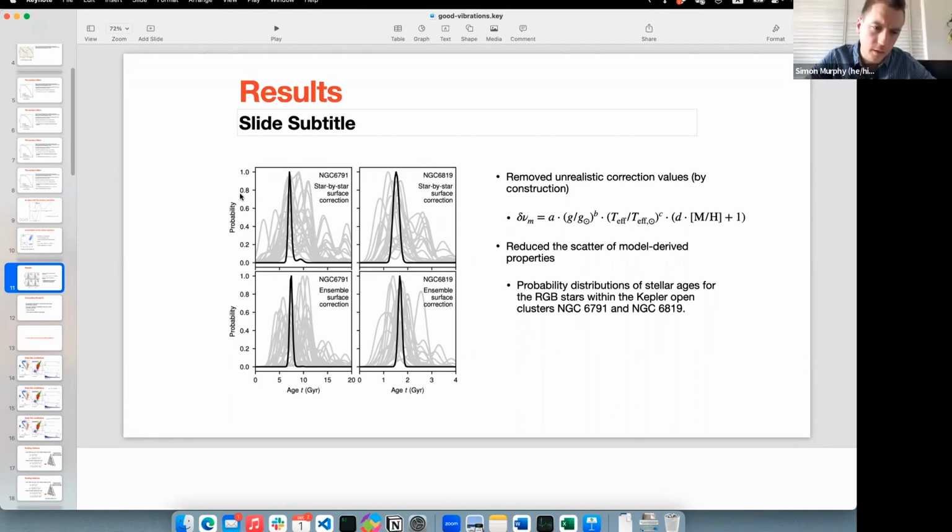A related point there, Yaguang, is to what extent are the top panels influenced by just not having a good age prior? I mean, having ages greater than 15 gigayears just doesn't make sense, right? So to what extent could just a better age prior also help here?